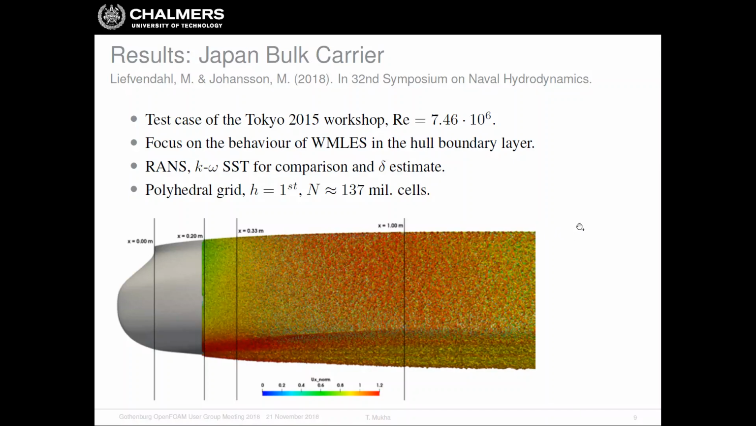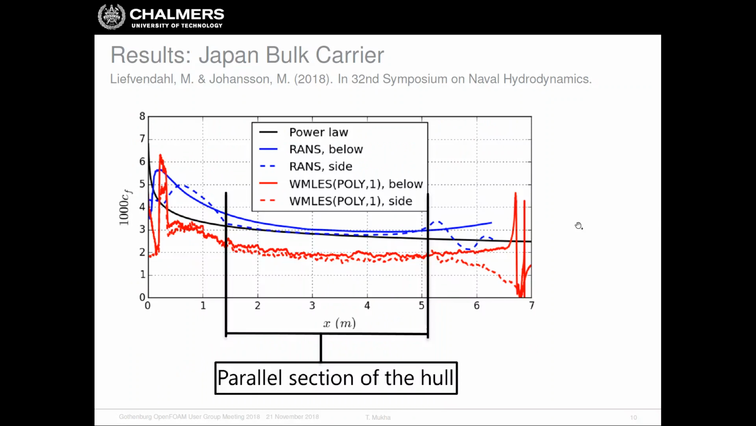Very interesting to see what we'll get. And on this slide, we have again CF multiplied by 1,000 here. And this is the distance along the hull. And then this is the section where the hull is basically parallel. And we can look at the side of the hull, or we can look at below the hull. And here we also use a power law estimate to get an idea of what the solution should be.